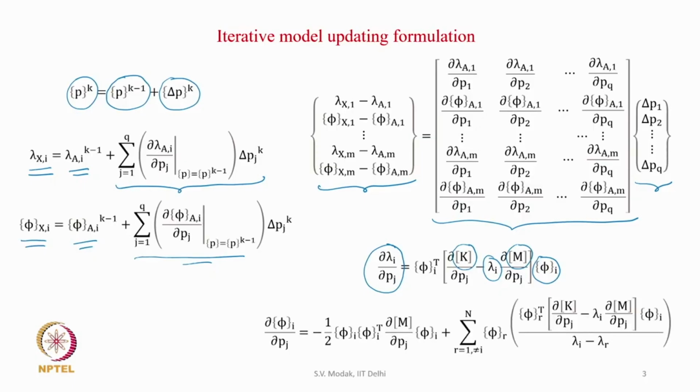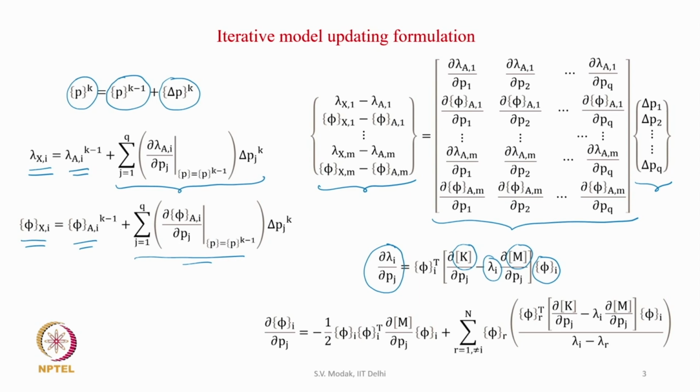Similarly, the derivative of the eigenvector with respect to the updating parameter can be found using this relationship. All the quantities appearing on the right hand side of this equation are known for the updating parameter at the beginning of the current iteration. So, by calculating these derivatives, this matrix equation can be set up. This matrix equation can be solved for the unknown parameter vector delta p, and then the parameter vector can be updated to obtain the new estimate, and in this way the method can be implemented iteratively till convergence is obtained.